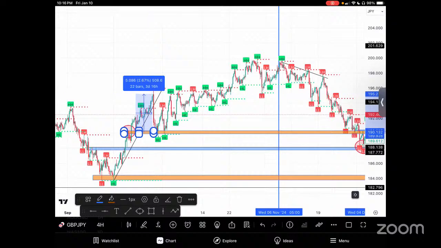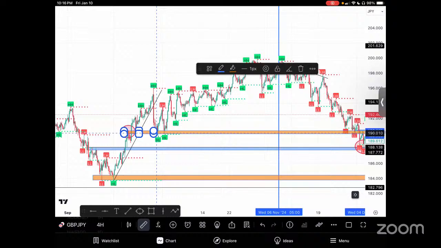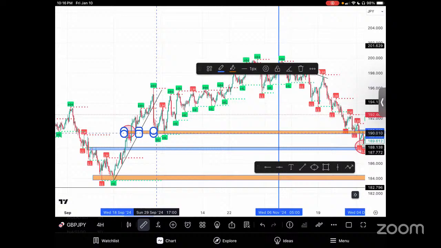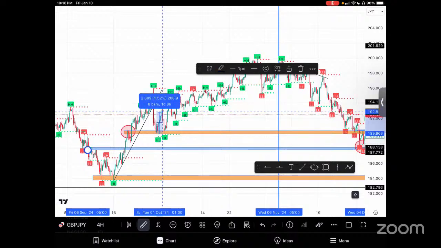Now, let's see. Did price come back and retest that area? The answer is what? Yes. It retested it here again. So a couple of days later, guess what? We had another what? Opportunity. What opportunity did we have here? What opportunity did we have there?